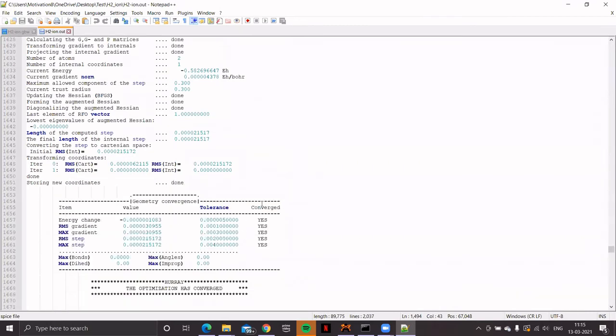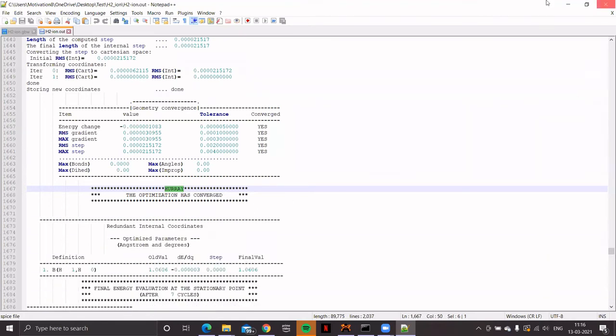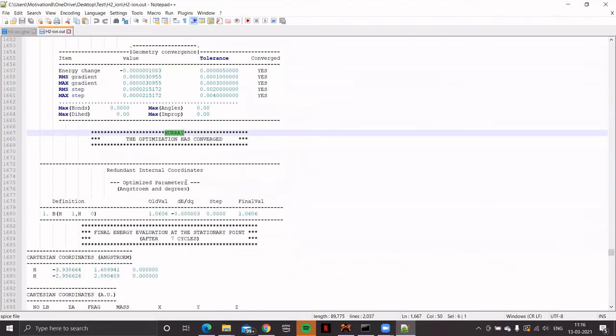Oh, done. Good. All the 5 have converged. Yes, yes. This is what you want to see at the end. Hooray! Just once they get that 5, this is the sign they flash: the optimization has converged. And then they'll provide you all the final information.